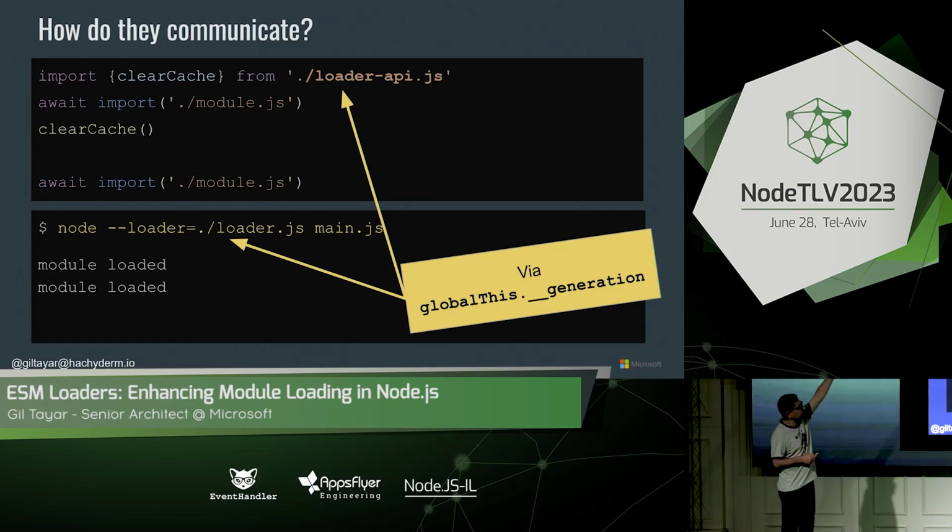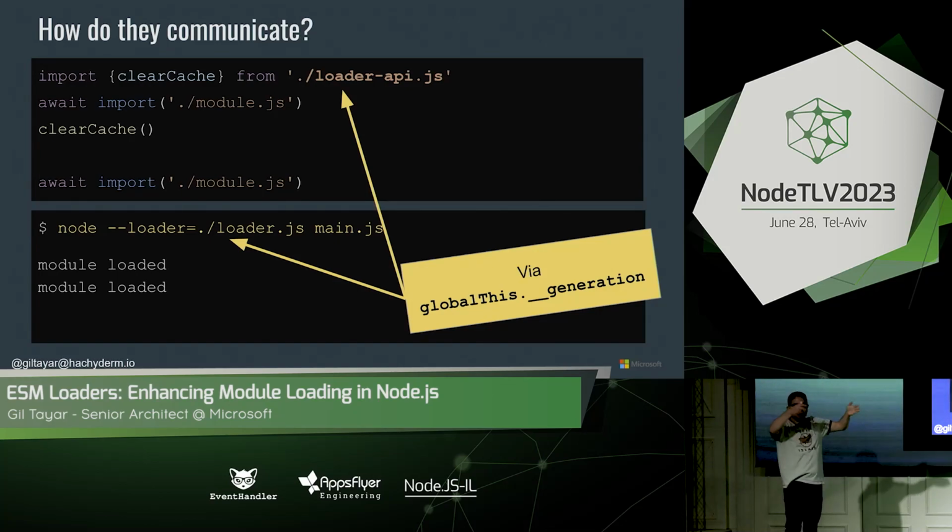How do we communicate between the two, because these are separate modules? And the answer, via global. Okay, we'll have an underscore generation. Obviously, we should be using symbols, but this is to make it easier, simpler.